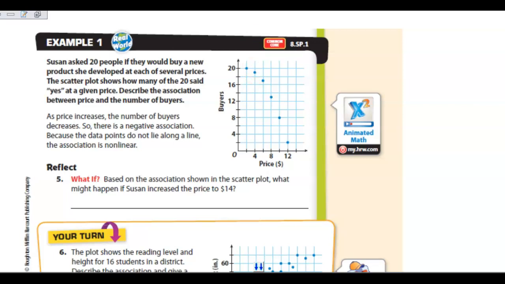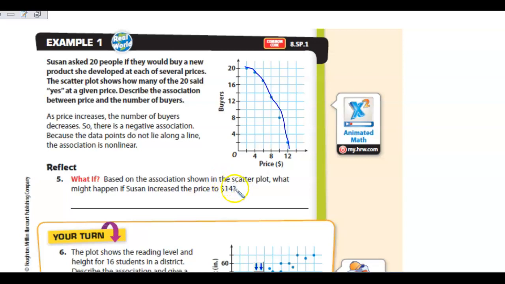If I tried to draw a line through it, you can see that it's really nonlinear because it has a curl to it. And if I were to follow those dots a little better, you can definitely see that it's got a curve to it, and so it's nonlinear. So this is a negative association that is nonlinear.